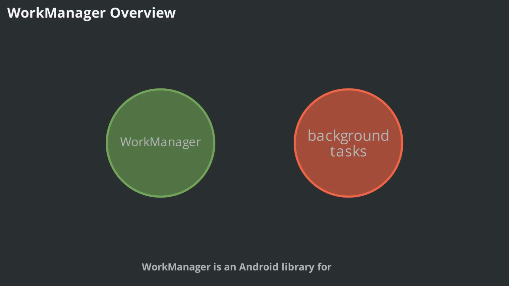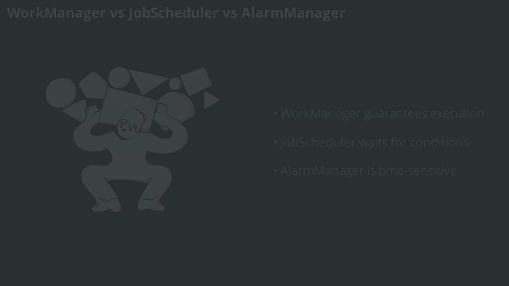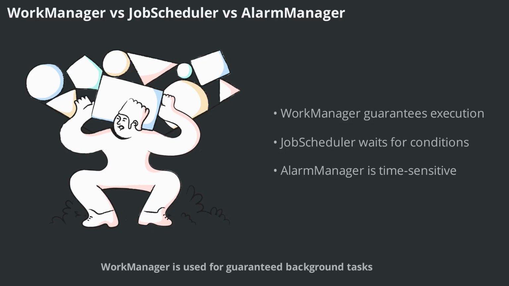WorkManager is an Android library for handling background tasks that need guaranteed execution, even if the app is closed or the device restarts. It supports constraints like network connectivity and battery level, retries tasks on failure, and allows chaining multiple tasks with dependencies. WorkManager is ideal for persistent, deferrable background operations. WorkManager is used for guaranteed background tasks.